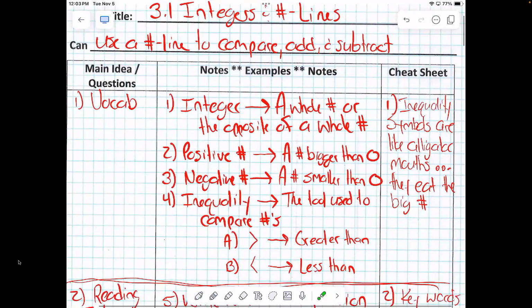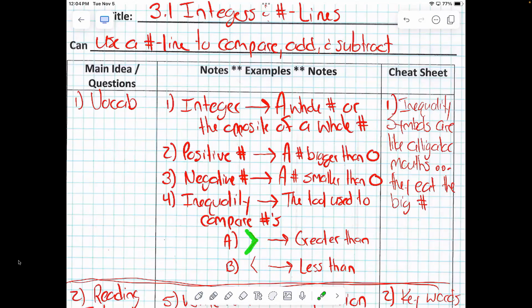All right, we talked about integers. An integer is a whole number and its opposite. So if I say 5, what's the opposite of 5? -5. Positive numbers are bigger than what number? 0. Negative numbers are smaller than what number? 0.